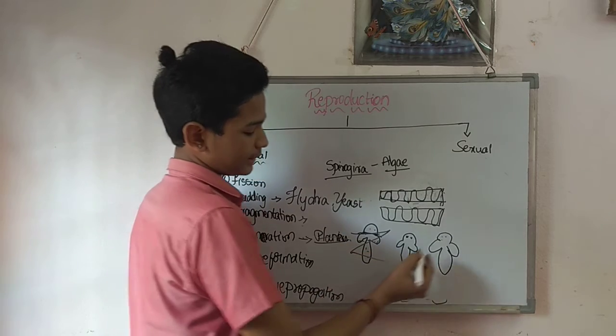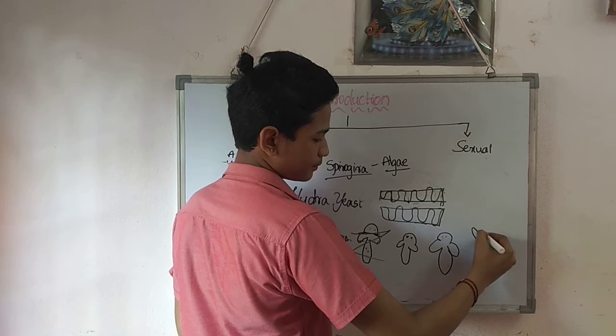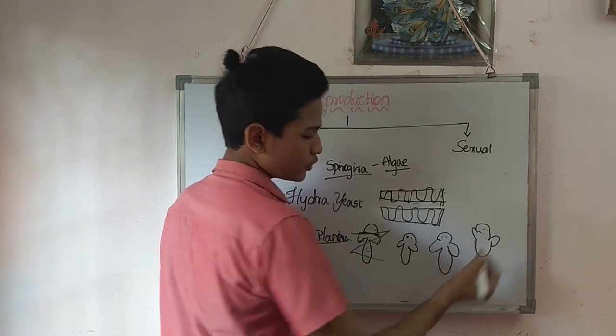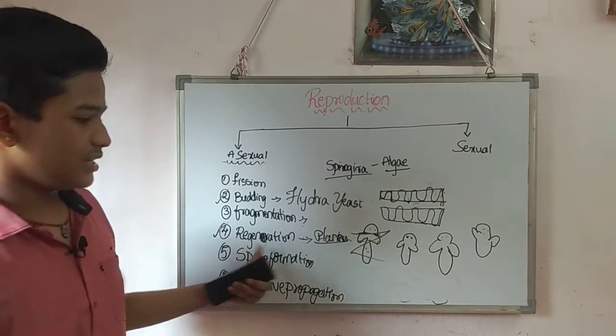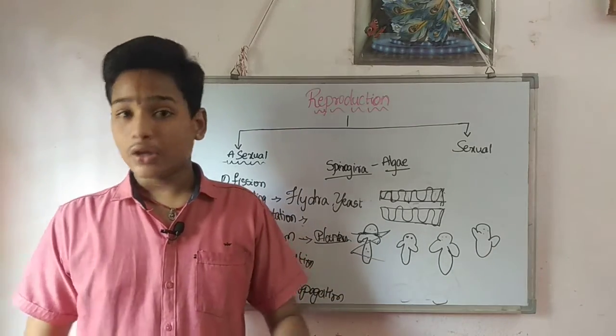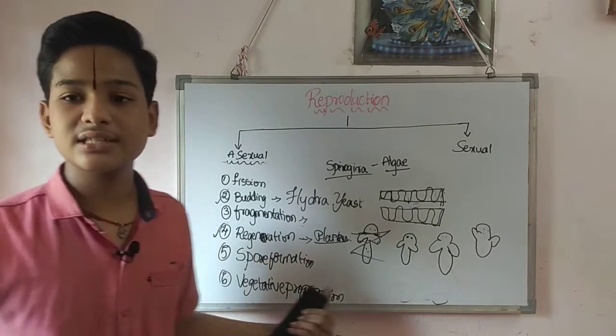After here, and the up one will develop. Like this, a new planaria gets developed. Okay, this is regeneration. It regenerates again. So many of you will get confused between fragmentation and regeneration.